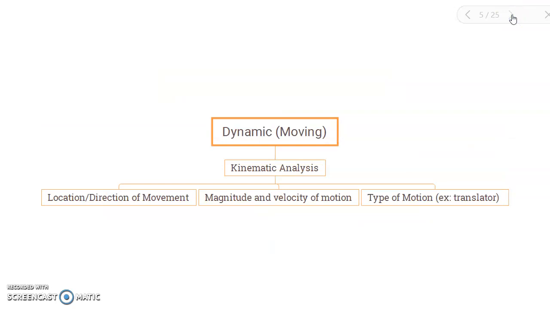So dynamics is moving, and we're going to start off with the kinematic analysis. This covers the location, direction of movement, the magnitude and velocity of motion, and the type of motion, whether this includes translatory, rotary, etc.